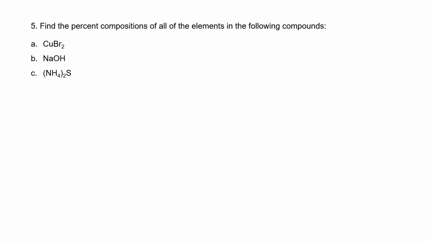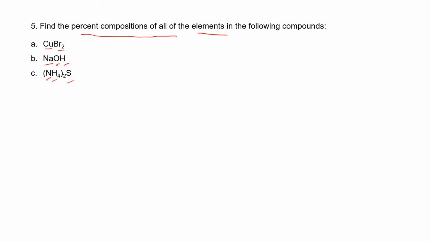Right. Question 5. Find the percent composition of all the elements in the following compounds. So you have to calculate the percentage composition of each element in the compound, meaning that you have to find the percentage for copper. For example, for A, you have to find the percentage of copper and bromine. B, percentage of sodium, oxygen and hydrogen. And C, percentage for nitrogen, hydrogen and sulfur.